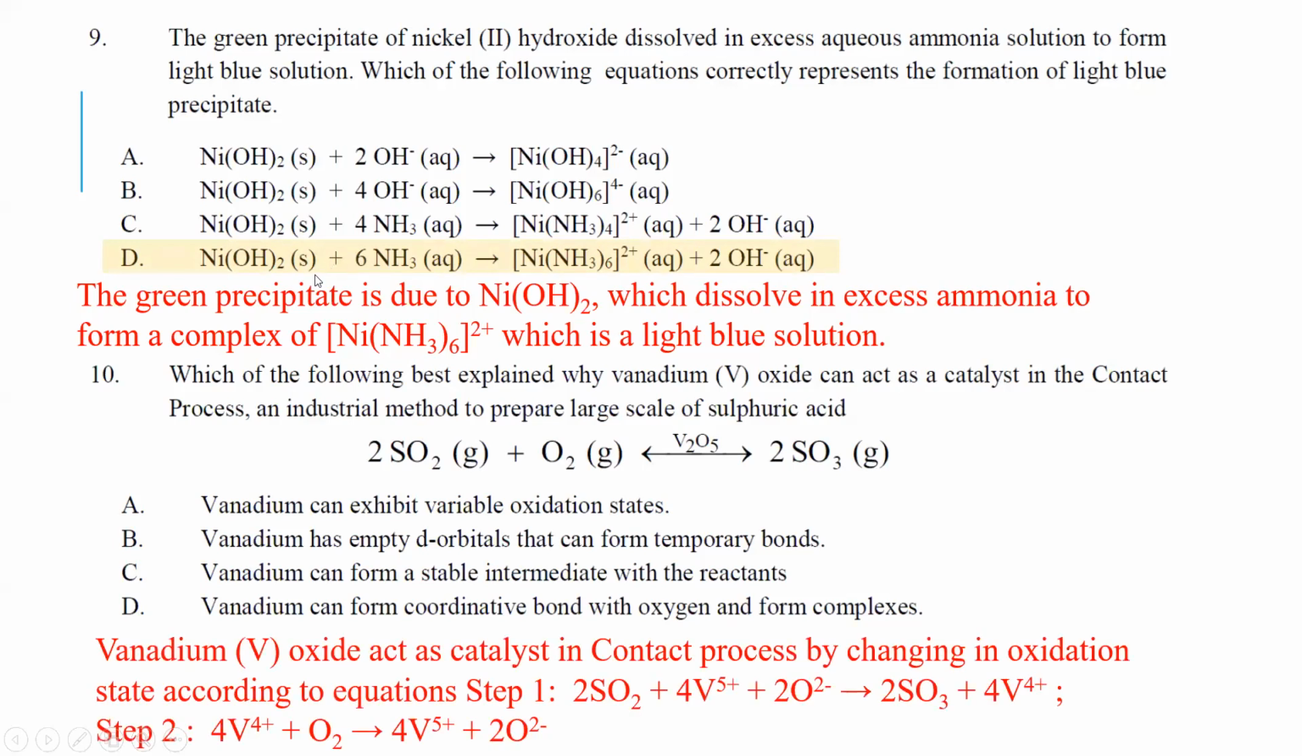So the steps that correspond to the correct reactions within the contact process are: first, SO2 is oxidized by vanadium 5+, then you form vanadium 4+. Then this vanadium 4+ will act as a reducing agent, being oxidized from 4+ back to 5+. That is how the interchange takes place, making use of the variable oxidation states. This is specific to the contact process, and you have to know this one. So that is how you describe question number 10.